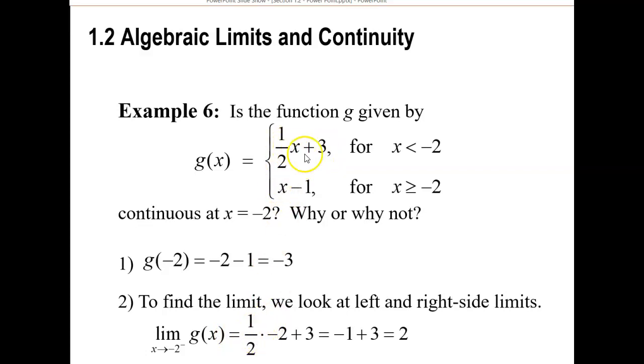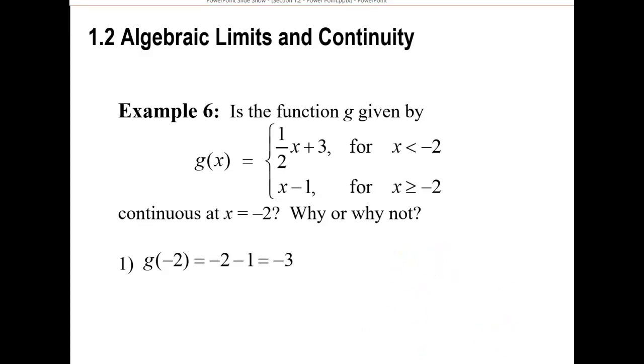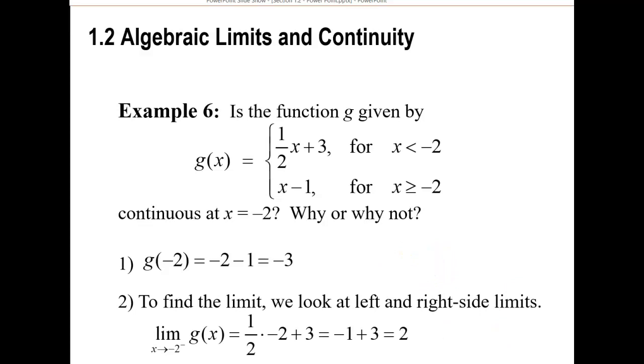That is a polynomial, so we can plug in the value that we're approaching. So 1/2 times -2 plus 3 is -1 plus 3, or 2. So that's using limit properties instead of our table method. We just apply those limit properties to that first piece. So the limit as x approaches -2 from the left is 2, because that's what we get when we plug -2 into the top piece.